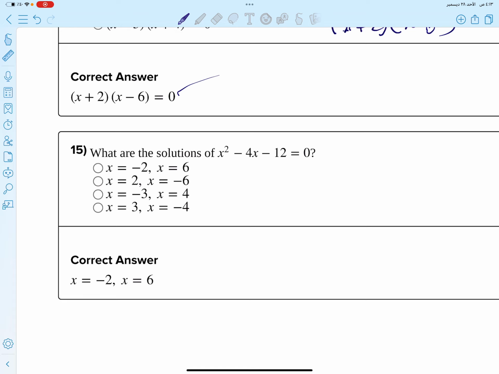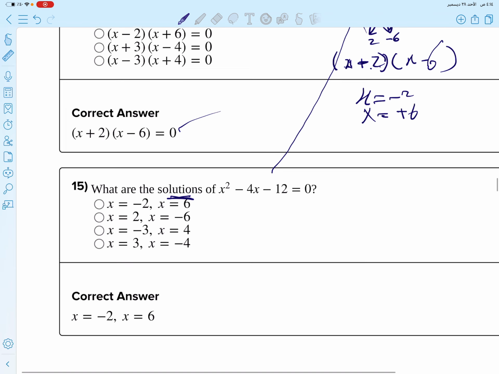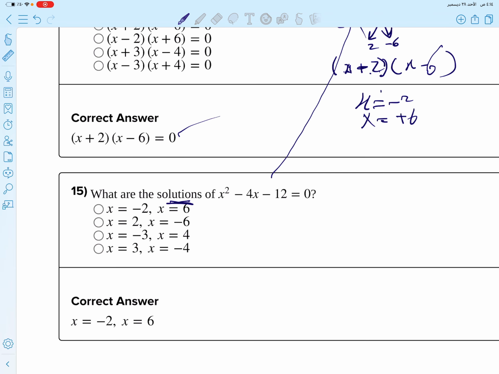15. What are the solutions of x squared minus... here it asks about the solution. It is the same equation, so the solution will be opposite of the factorization. We have here x plus 2, so the solution will be x equals 2... x minus 2 and x plus 6. Always two factors in brackets, the solution will be the opposite of the sign. Okay, x plus 2, so the solution will be x minus 2.